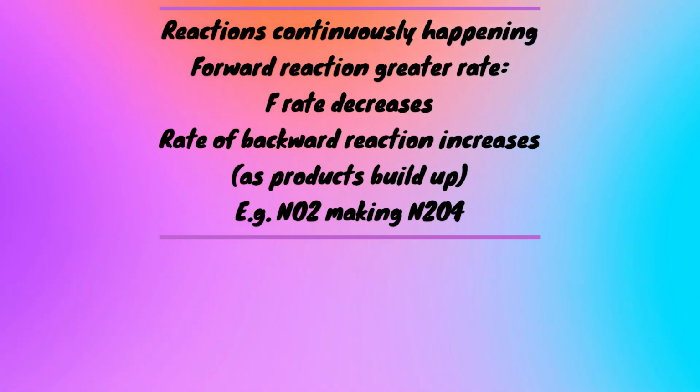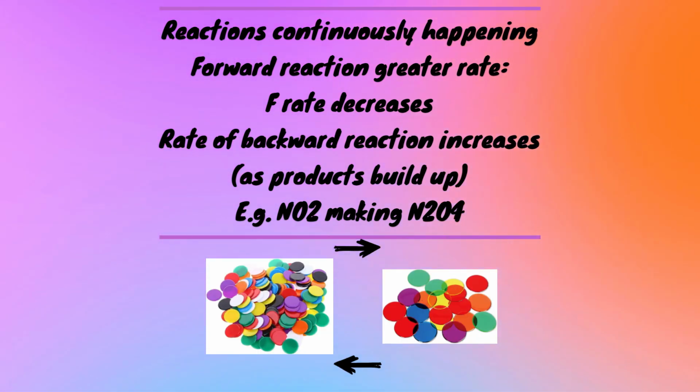Now, it doesn't chemically change a reaction, so if we imagine it as counters, if we have more counters on our reactant side than our product side, that will not change even though the counters are moving at the same rate. And examples of dynamic equilibrium include NO2 going to N2O4, but NO2 is toxic.